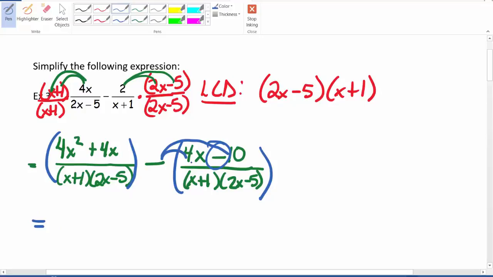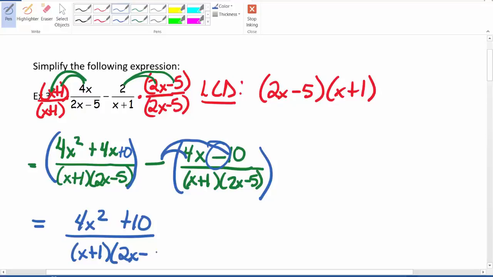There's nothing that can be combined with the 4x squared, so we have 4x squared in front. We have 4x minus 4x, well, those are gone. And then we have really nothing, or you could write plus 0 if you really want. So 0 minus negative 10 comes out to be positive 10. On the bottom, we have our x plus 1 times 2x minus 5.